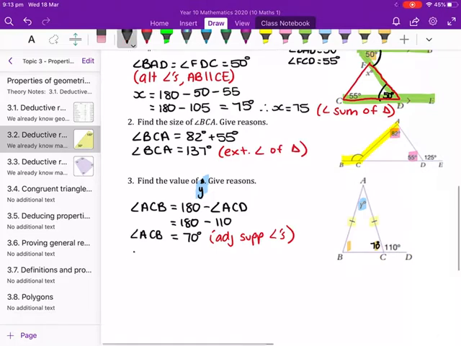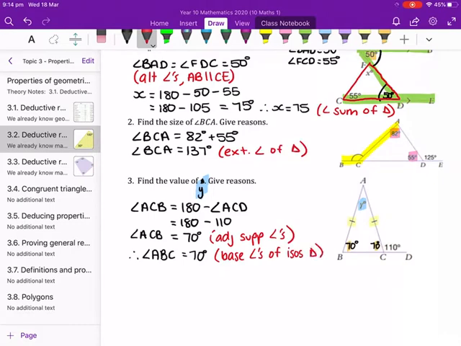Because angle ACB equals 70 degrees, we can therefore say that angle ABC equals 70 degrees also because of isosceles triangles. So we write that it's the base angles of isosceles triangles as our reasoning when we're talking about isosceles triangles.